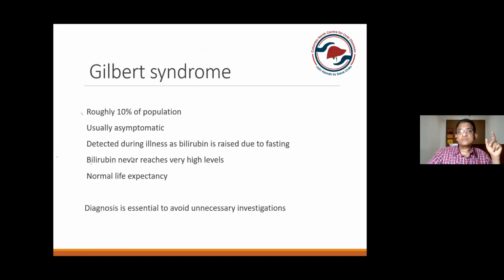So I would like to tell you a bit more about Gilbert syndrome, because it's so common. Roughly about 10% of the population will have it. They are usually asymptomatic, detected during illnesses like viral fevers or fasting, because when there's fasting with fever, you don't eat, then bilirubin goes up, they become icteric, and when you do a liver profile, bilirubin is raised. If you don't do fractions, then you misdiagnose it as some kind of hepatitis. So here the bilirubin never reaches extremely high levels. It won't go beyond 4, 5, and they have normal life expectancy.